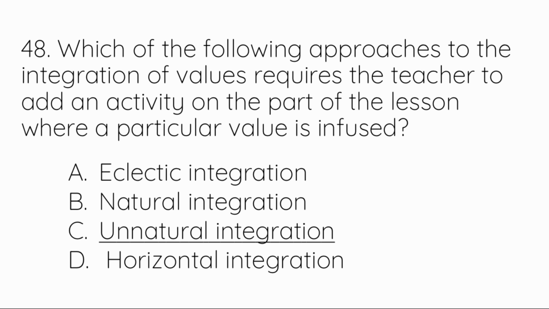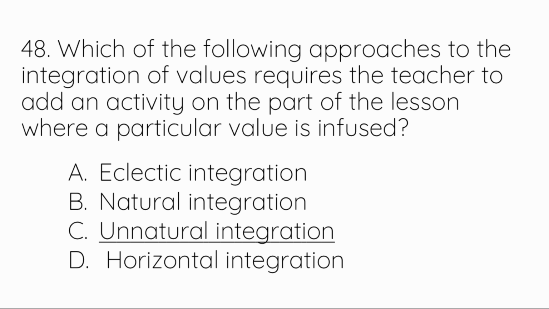Option A, eclectic integration, uses two or more schemes in integrating value concepts in the curricular offerings, identifying those approaches that would bring fruitful results. Option B, natural integration, utilizes the subject matter or activity undertaken to emphasize concepts or values that the teacher wishes to bring about. And the last option, letter D, horizontal integration: integration is only done in one specific grade or year level.